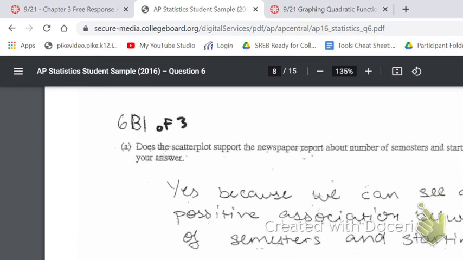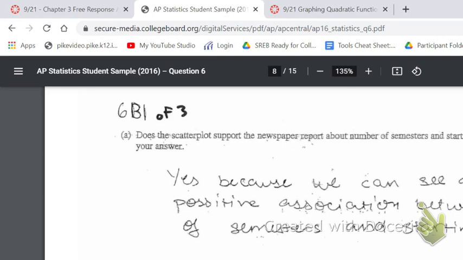All right. So here's student 2. Does the scatter plot support the newspaper report about the number of semesters and starting salary? Justify your answer. Yes, because we can see a clear positive association between number of semesters and starting salary. What do you like? Yeah. Positive association, that is very clear. They do identify those variables, so they have the context in there. Absolutely. This is sufficient on part A. They didn't leave out any big ideas.